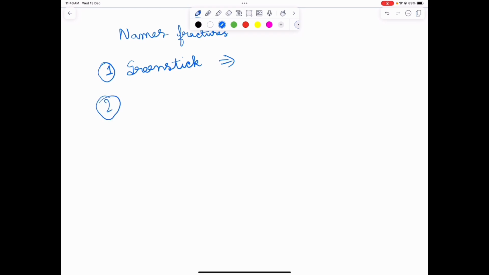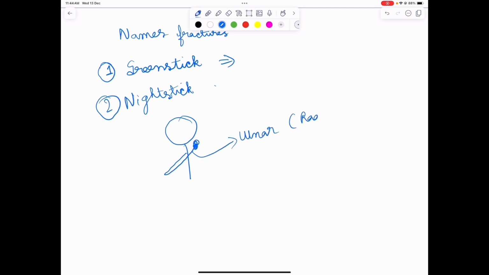Now we come on to the second, that is nightstick. When we are in the dark, we are trying to save ourselves, so the inner side of the hand will project outside. Therefore it would be ulnar. Please note that it is not the radius that is called nightstick, because in anatomical position the radius would be on the outer side, but when you are not in anatomical position, the radius bone is coming towards the medial side of the body. So in nightstick fracture, we have an ulnar complete cortical fracture. Now we come on to the torus or buckle.